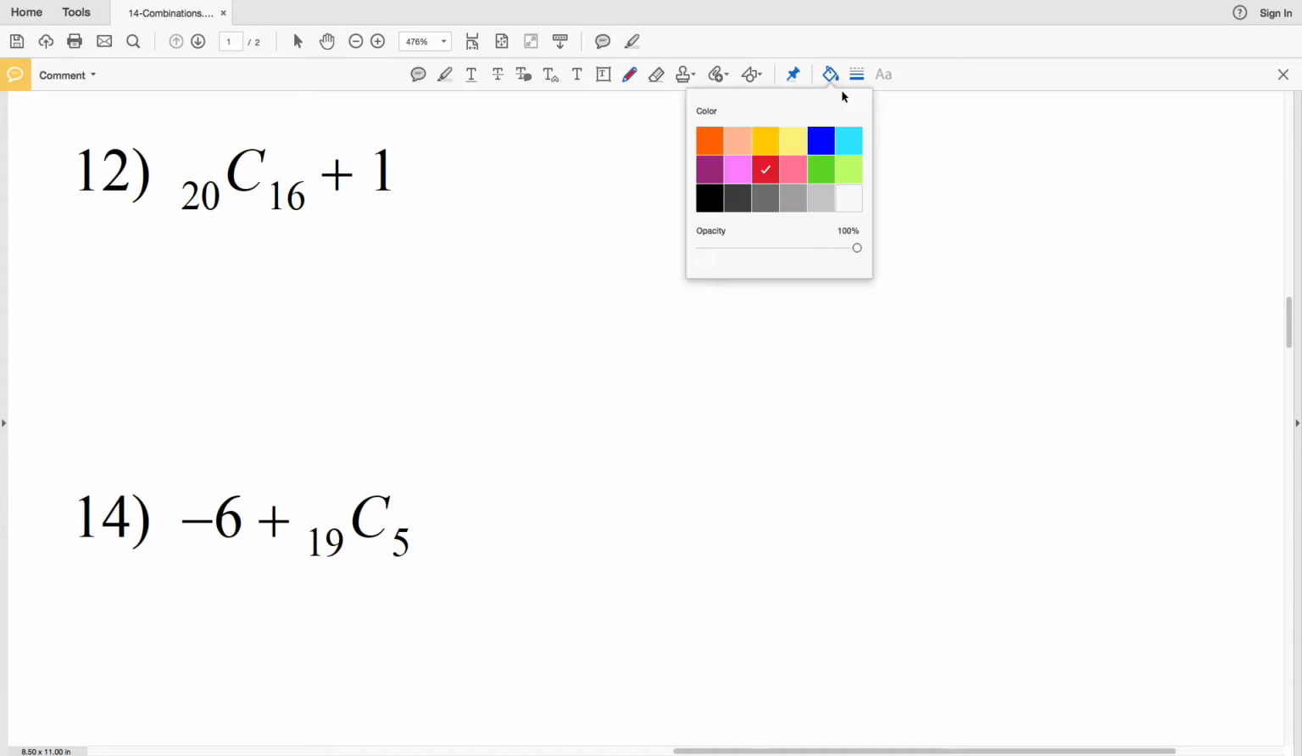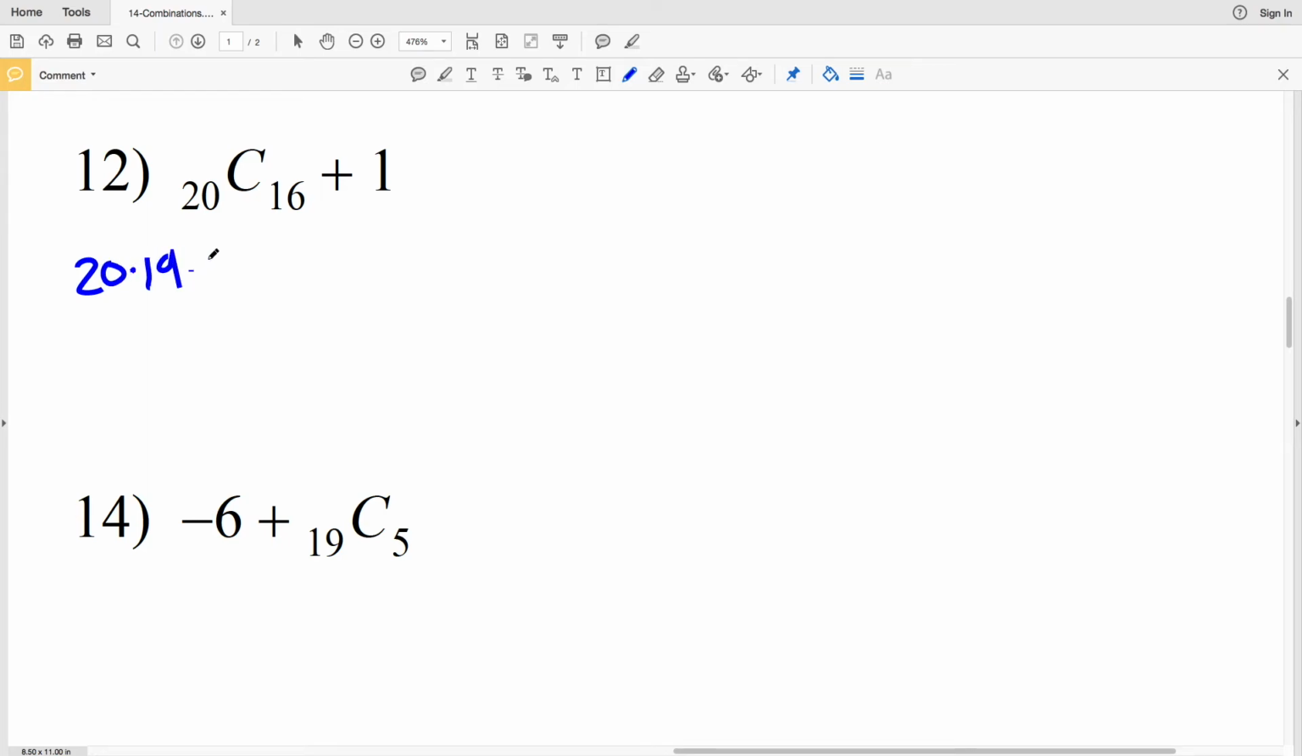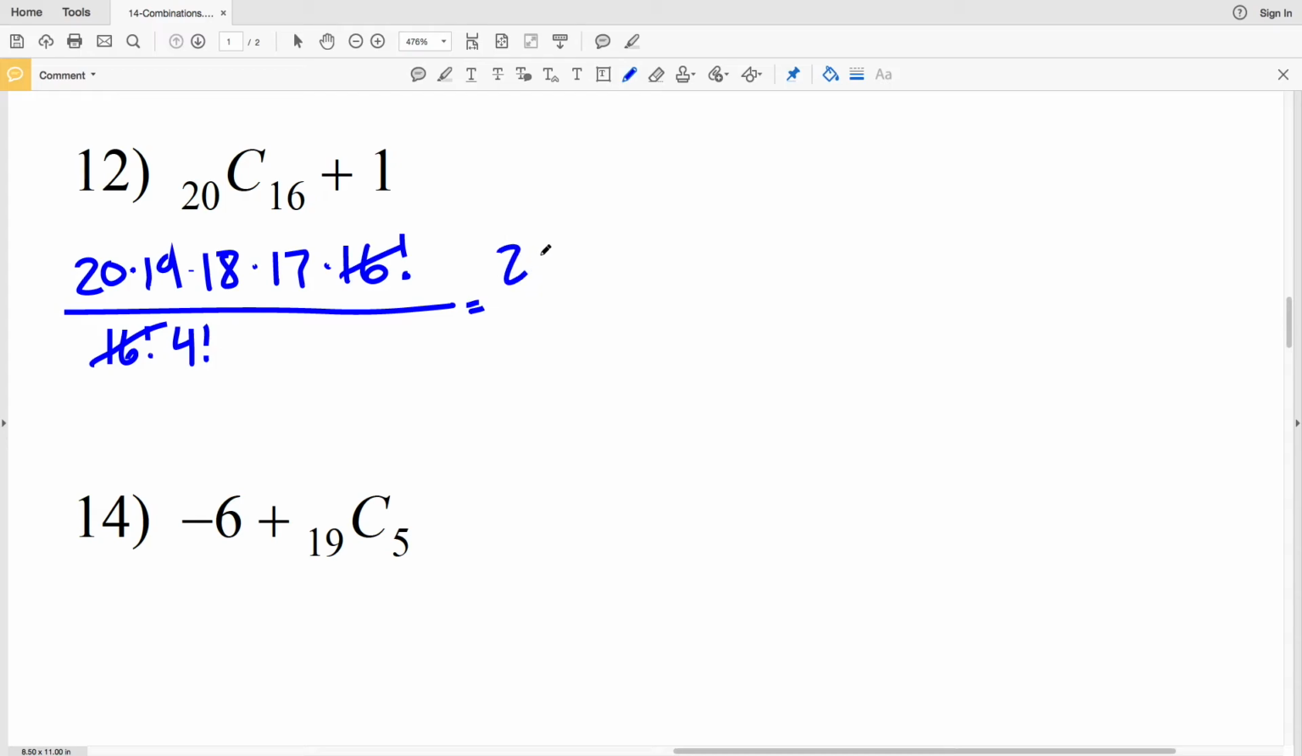In number 12, I have 20 choose 16. So that's 20 factorial over 16 factorial times 20 minus 16 factorial, which will be 20 times 19 times 18 times 17 times 16 factorial all over 16 factorial times 20 minus 16, which is 4 factorial. So that's going to be 20 times 19 times 18 times 17 divided by 4 times 3 times 2, and then times 1.